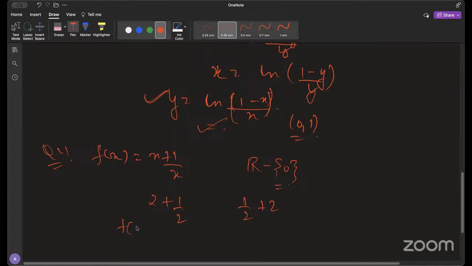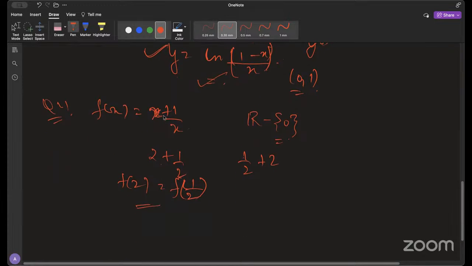So f(2) and f(half). And how can we guess it? Because it's x plus 1 by x, it's easy to quickly see and analyze that if you put a 2 here and if you put a half here, you'll get the same value. These two are the same. So you would have to remove rational numbers from the domain. At least they need to be removed from here.